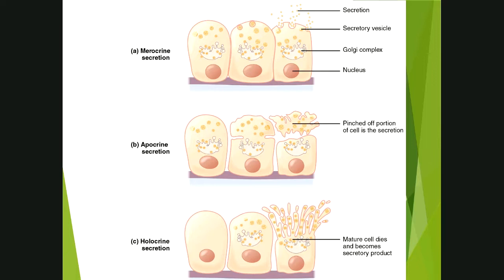So if we look at these three, they're very different. Holocrine, the cells explode. So they die. So we have to replace them. Apocrine, the tops pinch off. So we have to regrow the top. And merocrine is by exocytosis, so there's no damage to the cells. The cells remain intact.